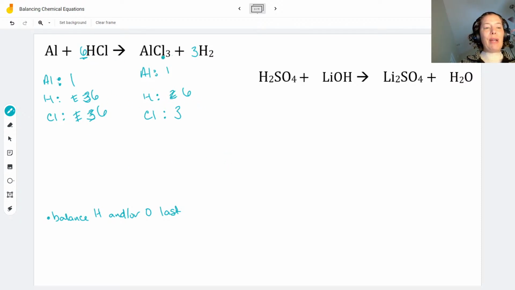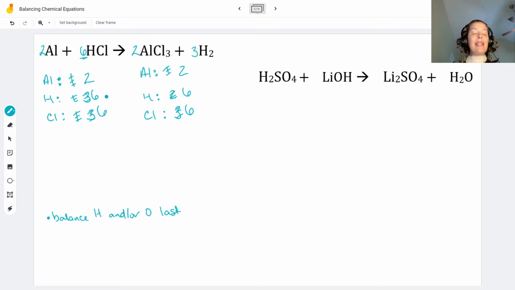Let me see if I can fix my chlorines. I have 6 chlorines on my reactant side. I need to make this 6 on my product side, but again, this is pretty easy. I just need a multiplier of 2. That changes it to 6, but now this has also changed my aluminum. My aluminum has been the same the whole time, but now I have changed it to 2, so I need to finally go back and fix my aluminum because now I have 2 on my product side. I still only have 1 on my reactant side. But if I put a 2 here, you can see that changes it to a 2.